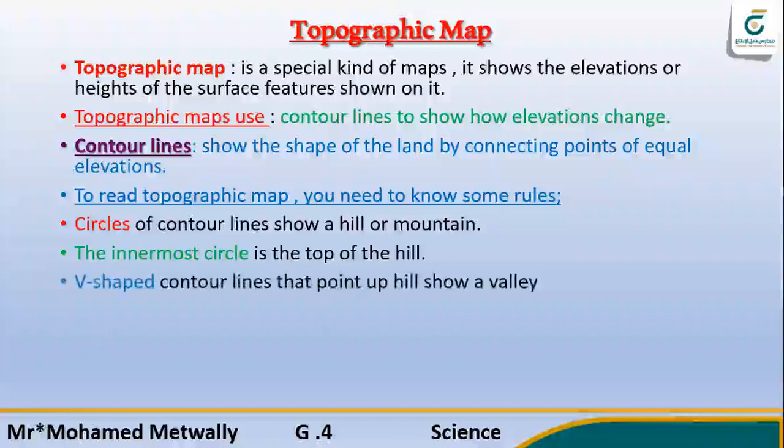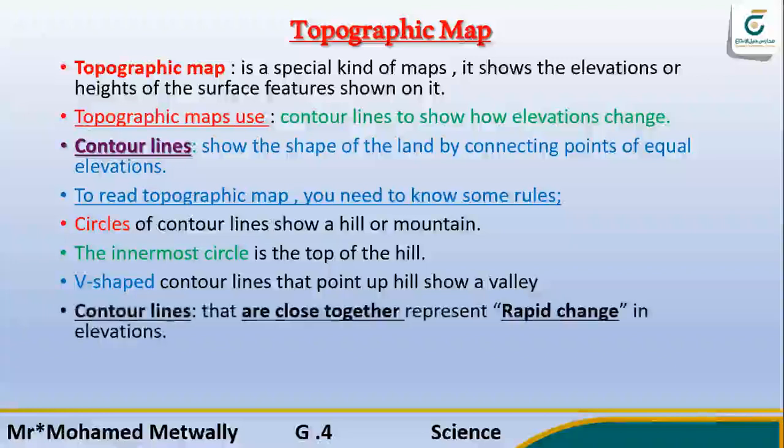Another rule I need to know to read a topographic map is the V-shape. If I see a V-shape of contour lines, that means a valley. So a V-shape represents a valley on the topographic map as well.